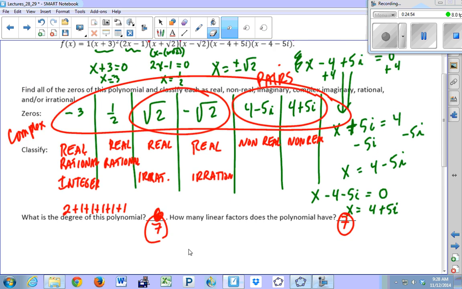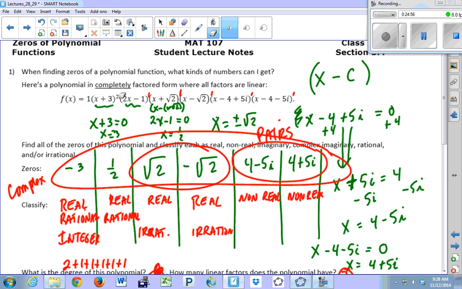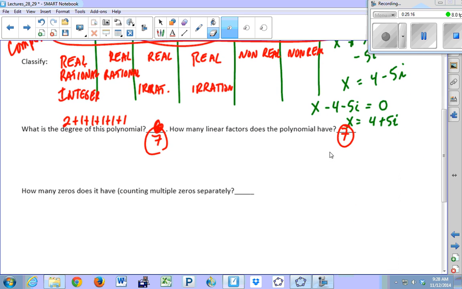What do we mean by multiple zeros? That is anything that's raised to a power other than 1. So if you wrote this as x plus 3 times x plus 3, you would have a 0 of negative 3, and you count it twice. So you have negative 3 2 times, and all the other zeros here are counted once. So you have exactly the same number of zeros as your degree and as your number of factors.